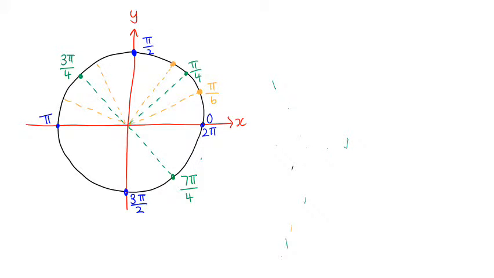Right, this one, what would it be? This is a sixth. This is 2/6. Yeah, pi over 3, because 2/6 is a third. Pi on 3. What about this one?